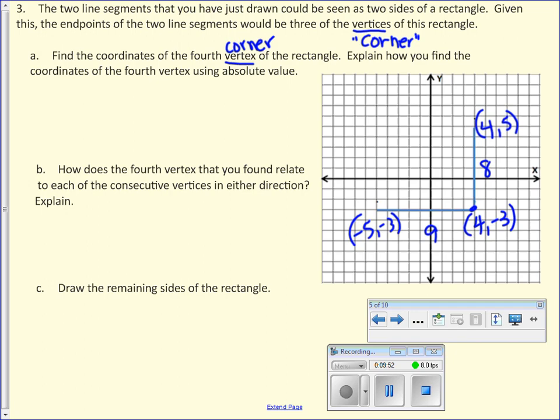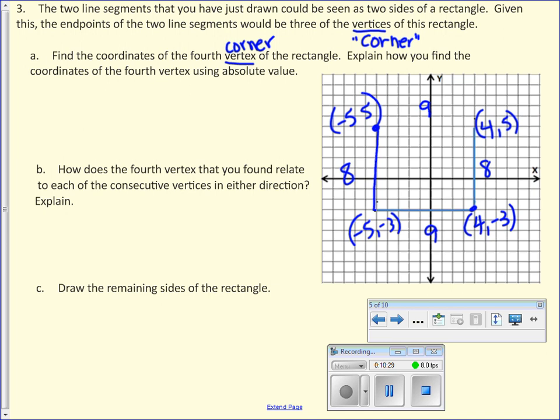Remember, a rectangle has two sets of parallel sides. So if this side was 9, that side has to be 9. If this side was 8, that side has to be 8. So since I'm making a vertical line, what's going to be the same, my x or my y coordinate? My x is going to be the same. So I know that's a 5. I have to go from -3, 8 spaces. So -3 to 0 is 3, and then I have to go 5 more. So I was able to figure that out without even counting the boxes.